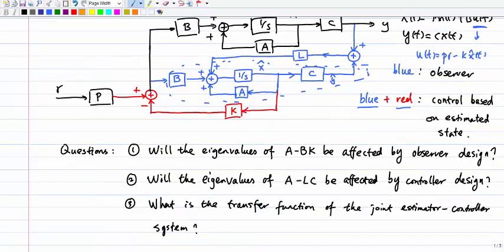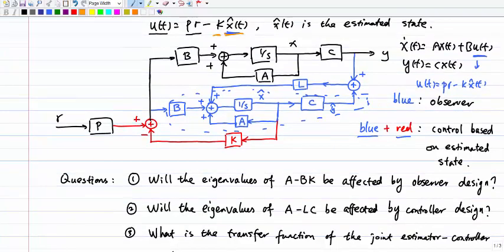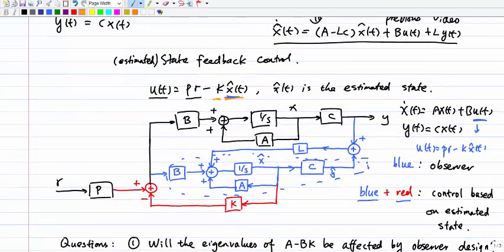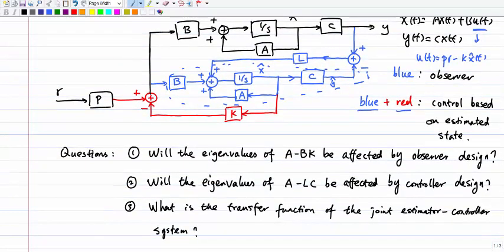The second question: will the eigenvalues of A minus LC be affected by the control design? My original observer doesn't have this control. What if I put the control inside? Do I have to change my L? That's my question.